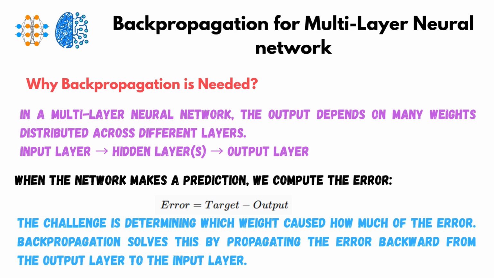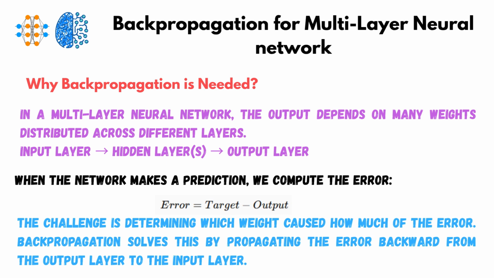Now comes the real challenge. Suppose the network makes a mistake. How do we know which weight is responsible for that mistake? Should we change the weights in the output layer? Should we change the weights in the hidden layer? Or should all weights be adjusted? This is exactly the problem that backpropagation solves.